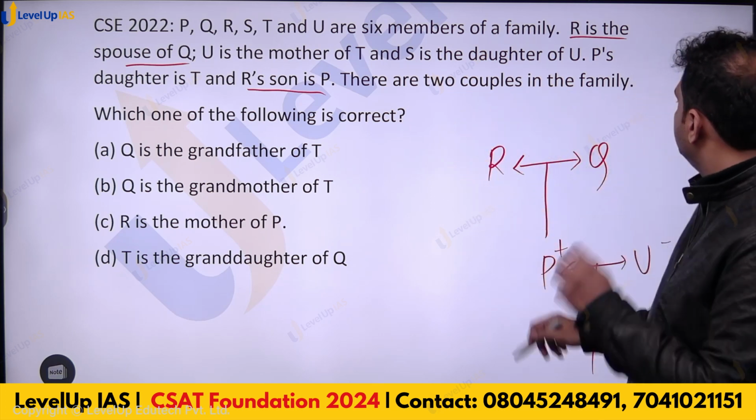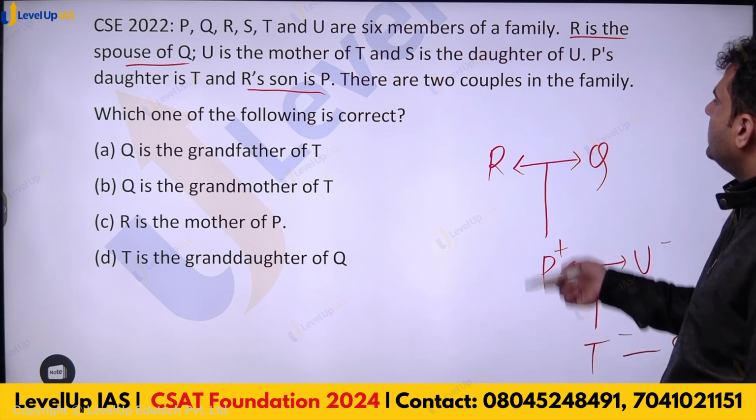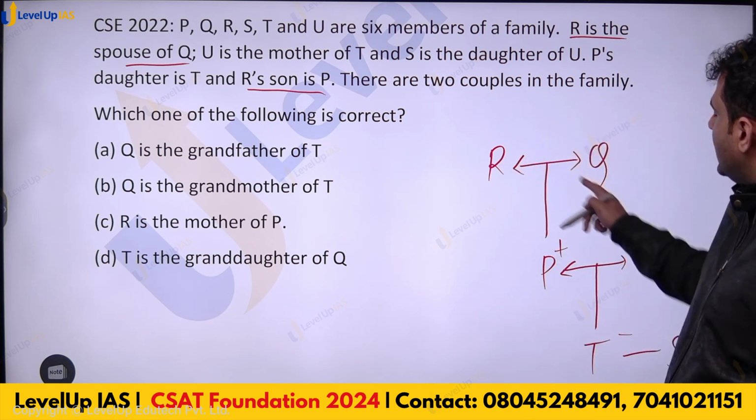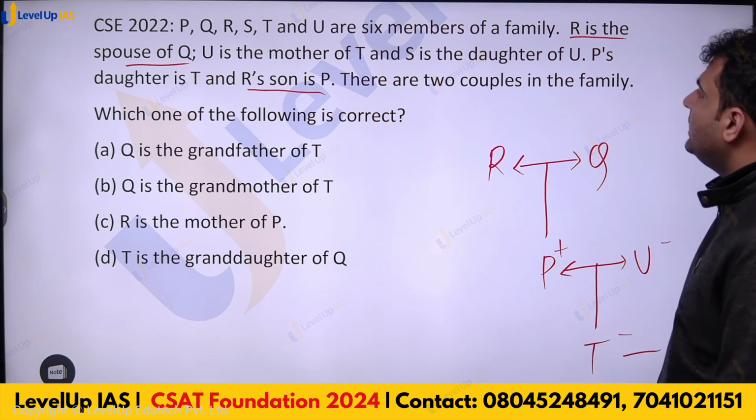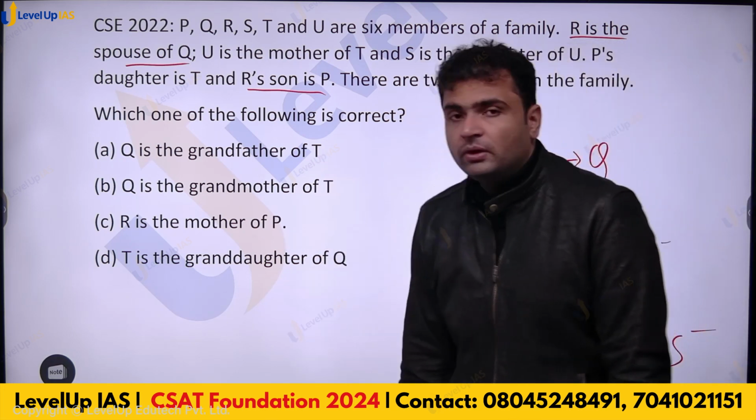And what else we have? These are 6 people. There are 2 couples in the family. So this is one couple R and Q, another couple is P and U. Now let us read the question. Which of the following is correct?